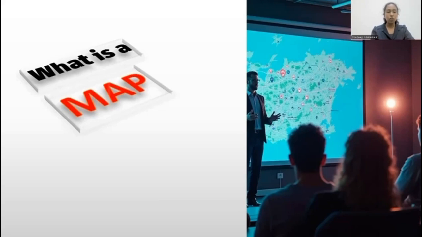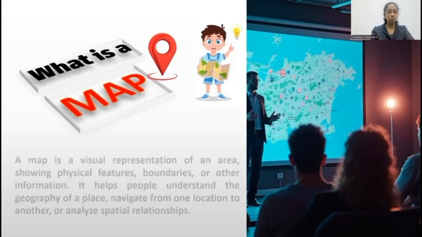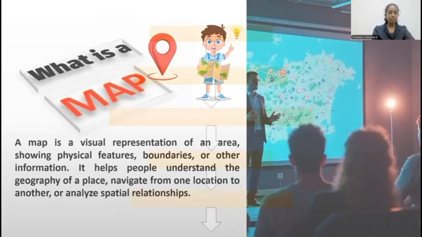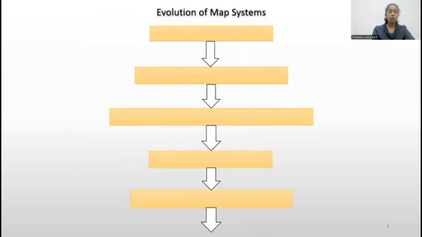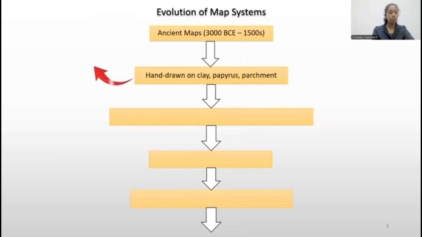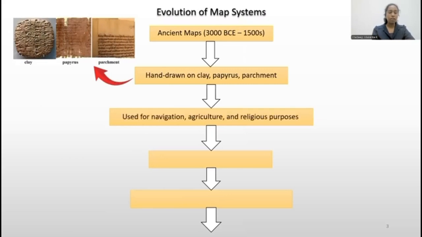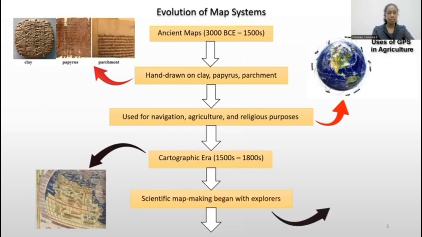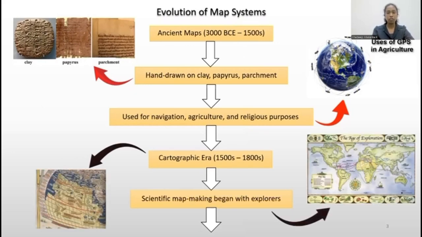A map is a visual presentation of an area showing physical properties, boundaries, or other information. It is a tool we use for navigation, analysis, and understanding the surfaces. Maps have evolved significantly over time, from ancient hand-drawn clay tablets to printed maps, and later, with the evolution of technology and computer-based systems, today we use smart maps integrated with AI and mobile apps. These diagrams clearly depict the evolution of the map system.